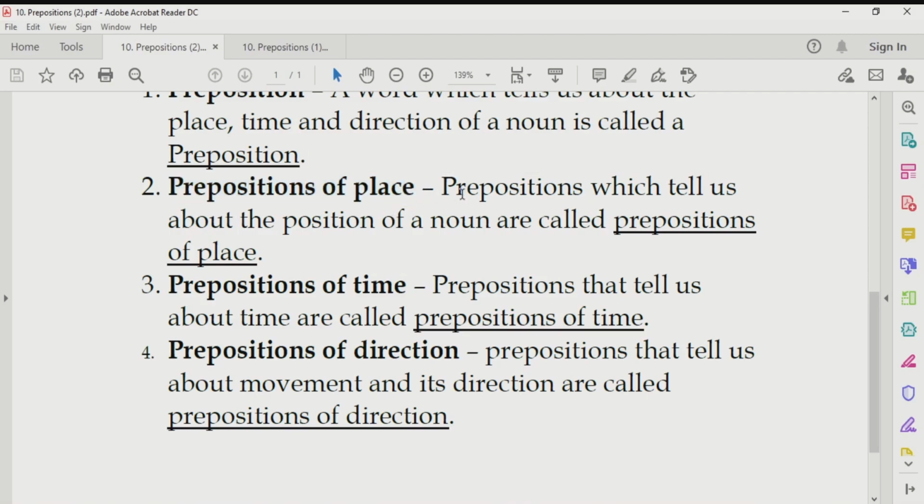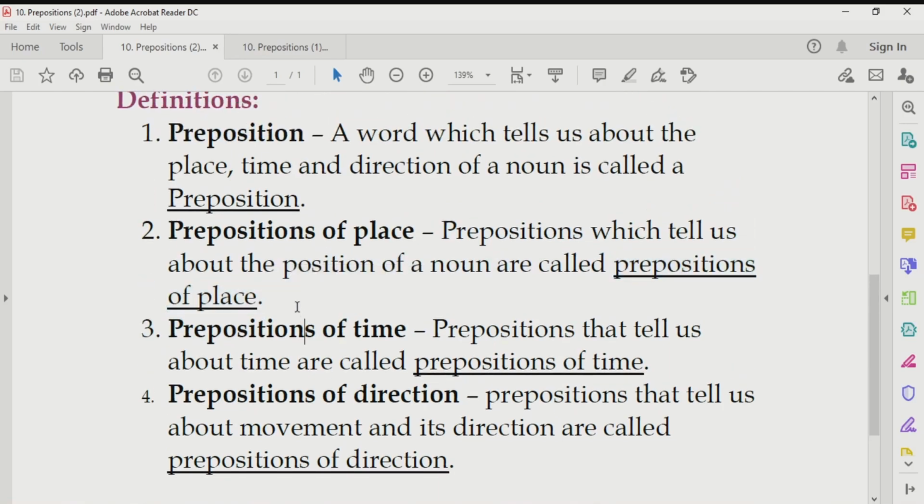Prepositions of place. Prepositions which tell us about the position of a noun are called prepositions of place. Students, please note, we have the first one as preposition. This is a general word. Please listen to me carefully. Number 2, number 3 and number 4, all these three come under preposition. As you can see over here, under preposition we have place, time and direction. So we have three other definitions: prepositions of place, prepositions of time and in the same way direction.